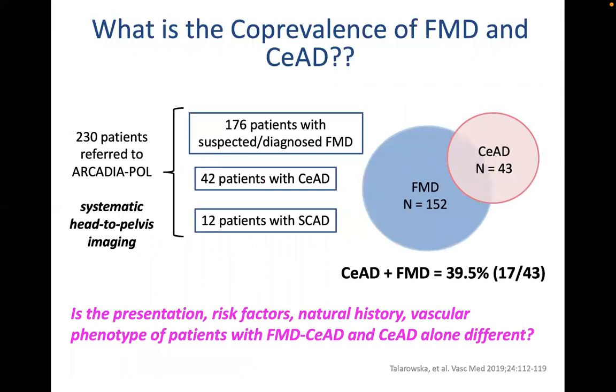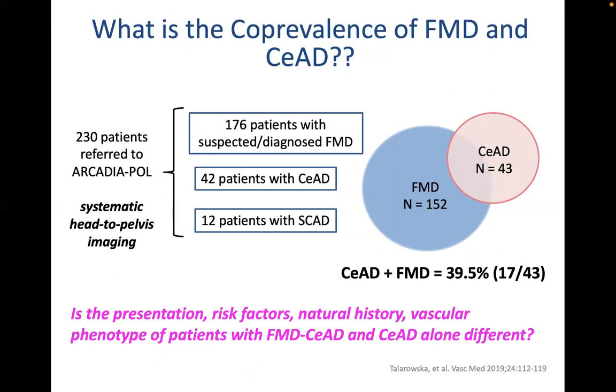So a smaller study from the larger Arcadia registry out of Poland tried to identify the coprevalence of FMD and cervical artery dissection, or how frequently these two things run together. And so they enrolled patients with suspected or diagnosed FMD, cervical artery dissection alone, or SCAD, and all those patients underwent head to pelvis imaging. Ultimately, they ended up with 43 patients with a cervical artery dissection and 152 FMD patients. And the overlap for cervical artery dissection and FMD was almost 40% of patients with cervical artery dissection ended up having FMD in this study.